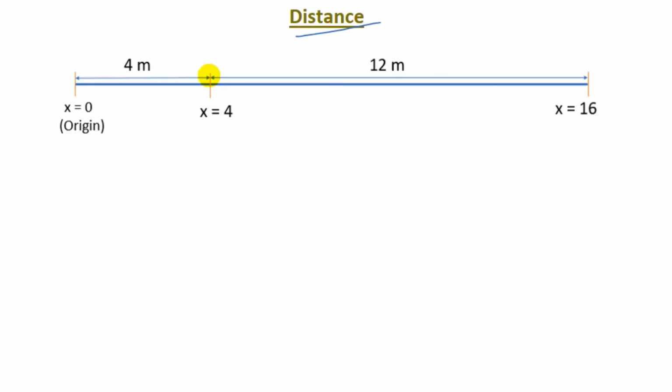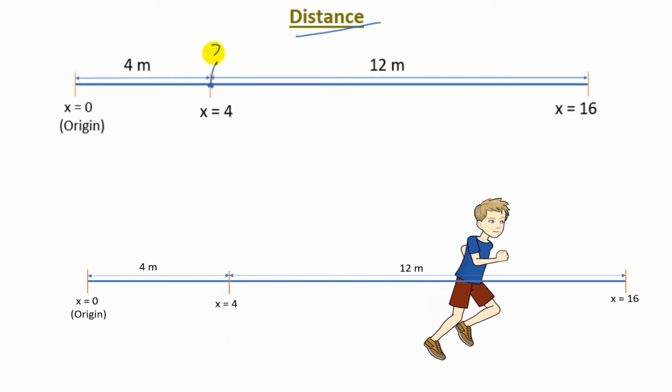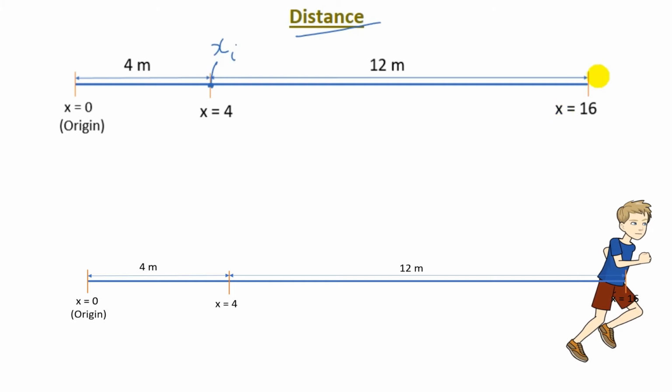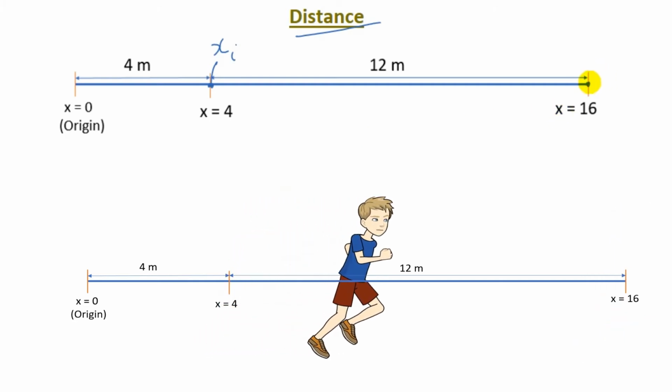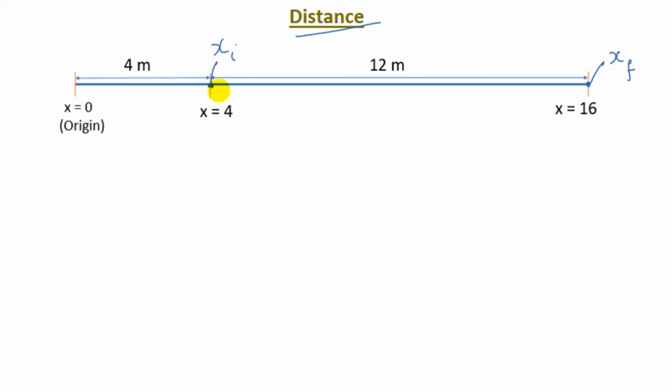Now let me show this with this figure. So this was the point where the cartoon character started. So this is the initial position xi, and this is the point where it stopped. So this would be the final position xf. Now the distance traveled would be the length of this trip, which is 12 meters. So in this case, the distance would be equal to 12.